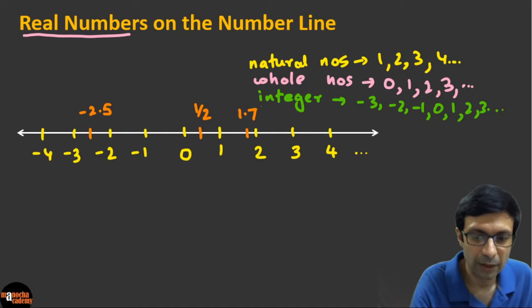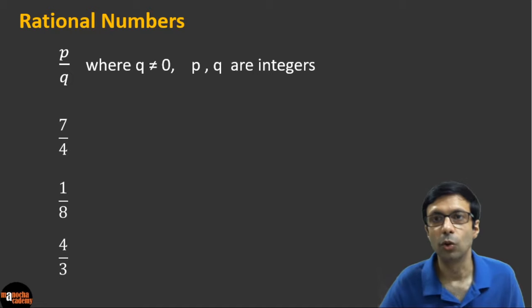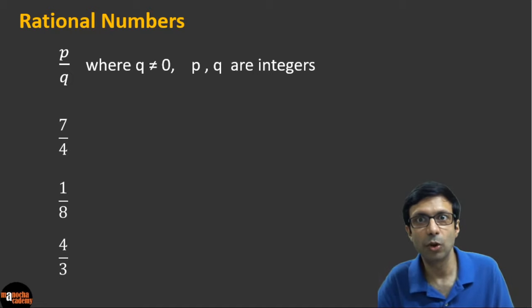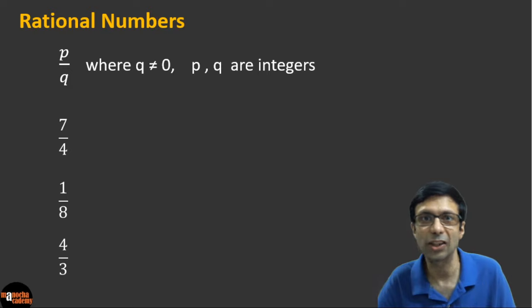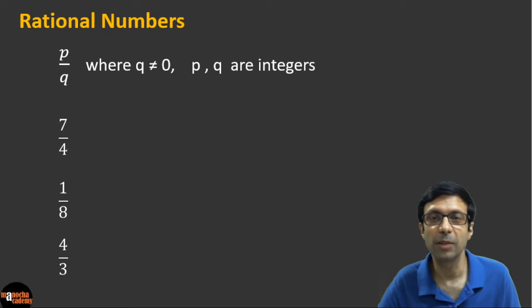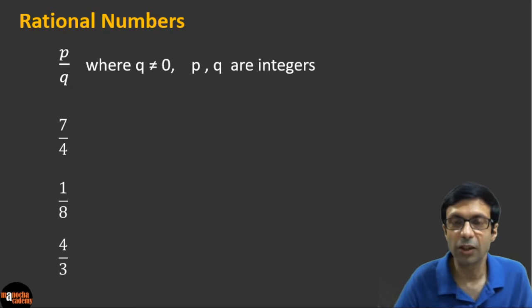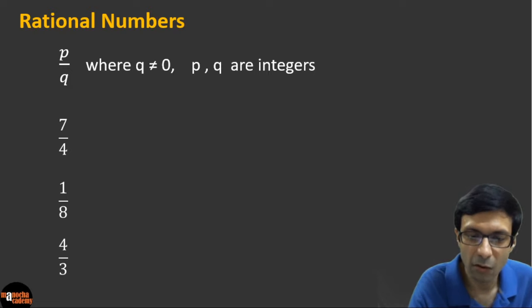Okay, so let's take a look. What are these guys called? There's this term used, they are known as rational numbers, right? So what is the meaning of rational number? Rational numbers means they can be expressed as a fraction here. So can you see this fraction here?